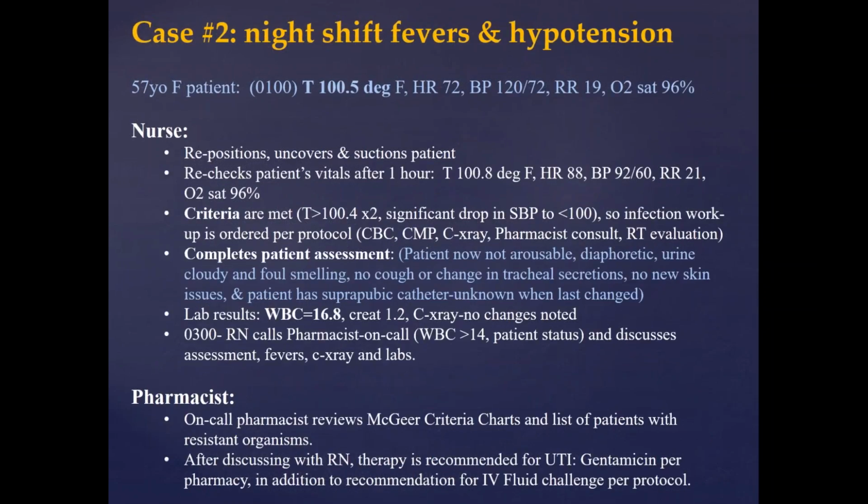So the second one, we've got a temperature of 100.5, but the rest of the vitals are stable. The RN goes in and does her thing, and then the recheck after an hour, the temperature now is 100.8, the heart rate's up to 88, but look at the blood pressure, down from 120 systolic to 92. Now this 92 may be normal for some patients, and you always need to take that into account.